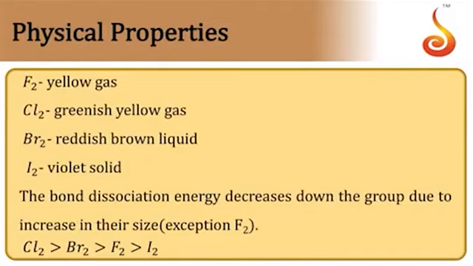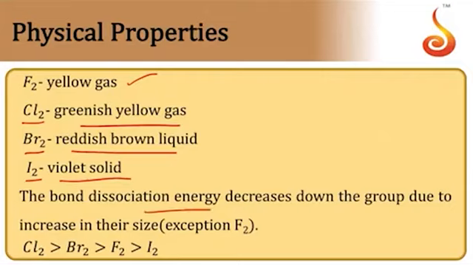Then coming towards physical properties, color: fluorine yellow colored gas, chlorine greenish yellow gas, bromine reddish brown liquid, iodine violet solid. Violet, it can be called a sublimating solid. Iodine is violet sublimating solid. The bond enthalpies decrease down the group due to increase of their size.